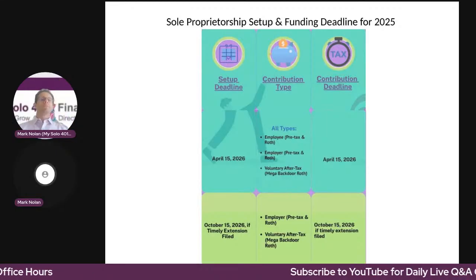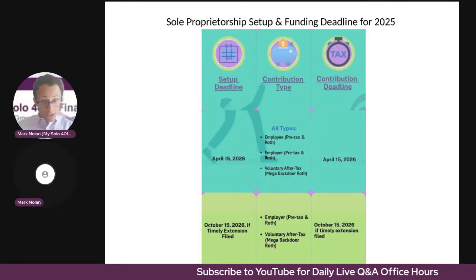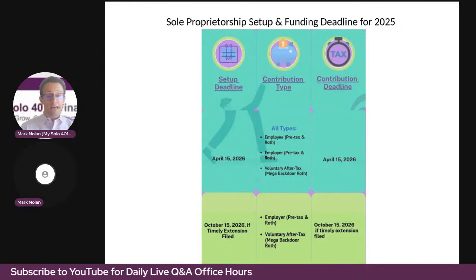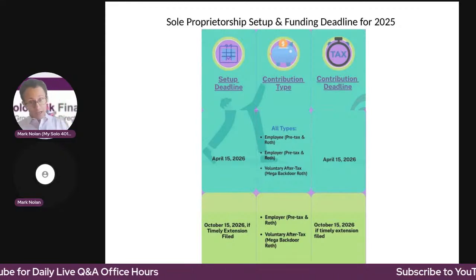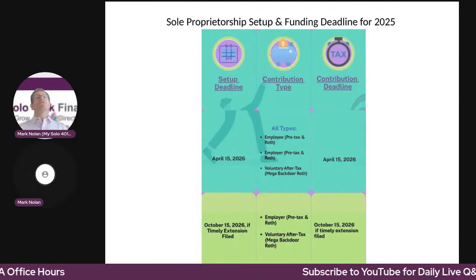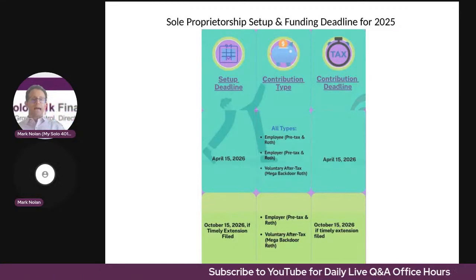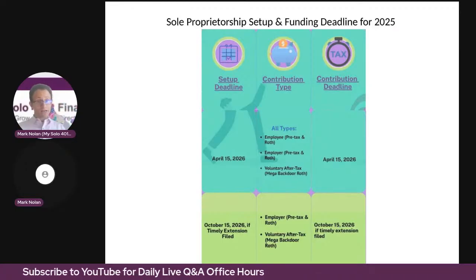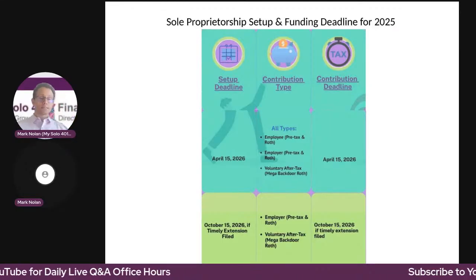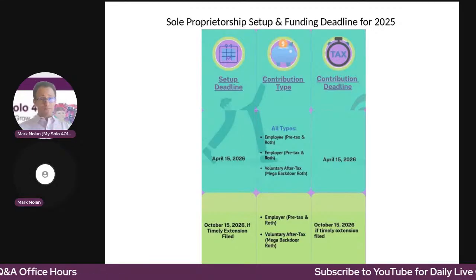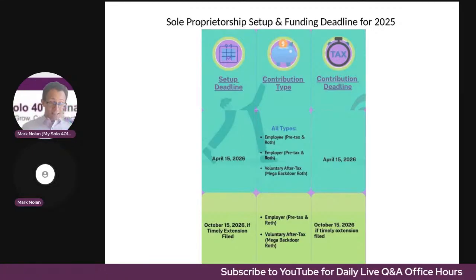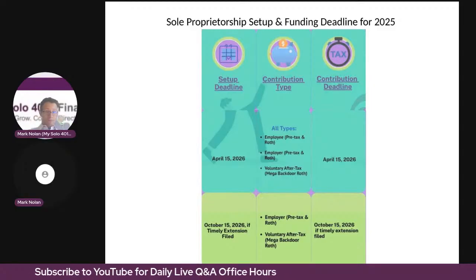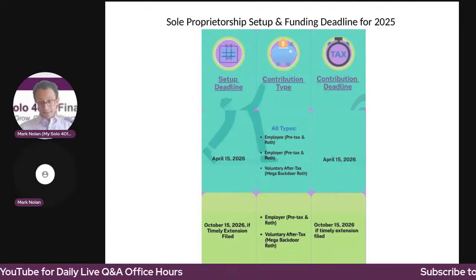If you file for a business tax return extension for your sole proprietorship, so effectively a personal Form 1040 extension, you're going to have until October 15 of 2026 to open that solo 401k plan and make tax year 2025 voluntary after-tax solo 401k contributions, as well as employer profit sharing contributions, but you will not be able to make employee contributions if you wait until October 15, 2026.